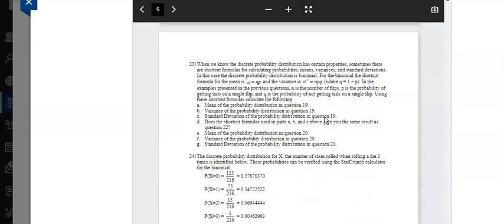So let's go back here to 23. I'm going to try to put this draw feature on. We'll see if this thing works. All right, so our mean, mu, is n times p. So we were flipping 3 times, that's our n. And each time we flipped, we had a probability of a half, or 0.5, of getting a tail. So 3 times 0.5, our mean is 1.5.